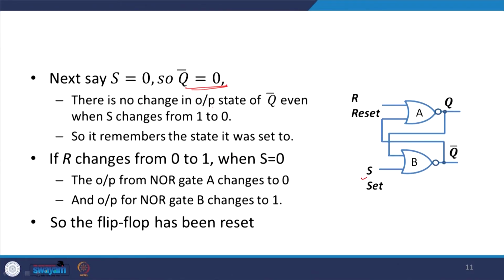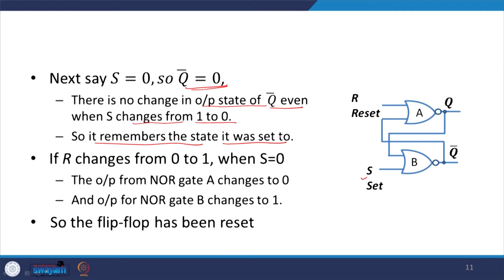Next, say what I am doing is putting S is equal to 0. Now, this is 0 and this was 1, so again this inversion is going to be 0. So, I have Q bar equal to 0. So, there is no change in the output state of Q bar even when S changes from 1 to 0. So, what does this mean? This means that it remembers the state it was set to. It remembers the state it was set to.